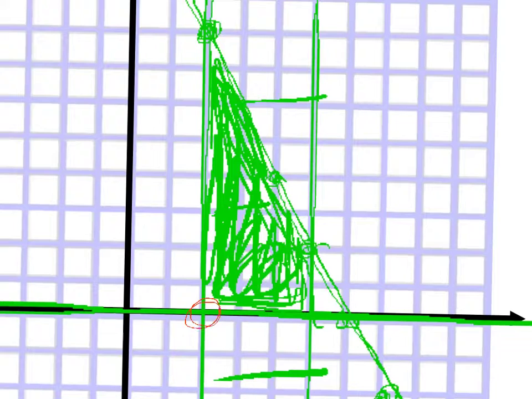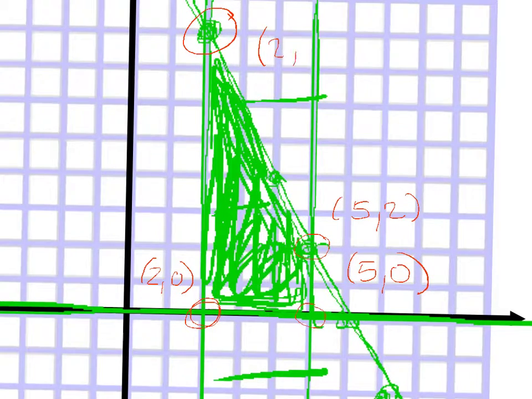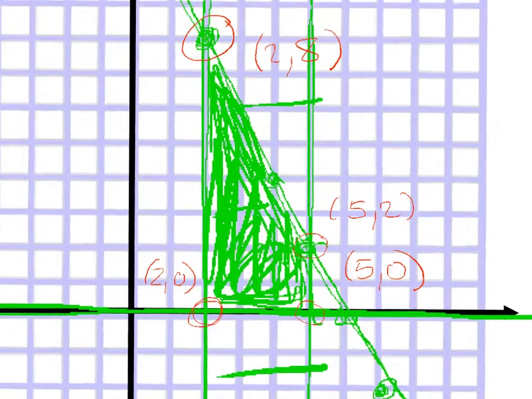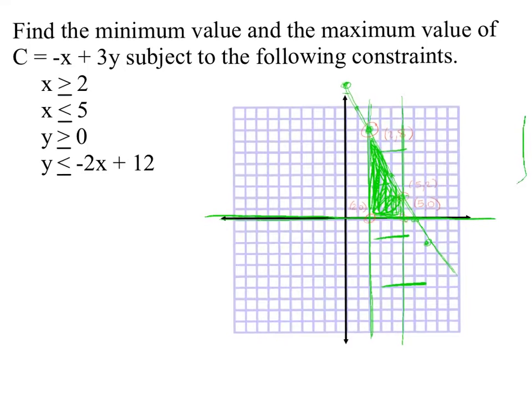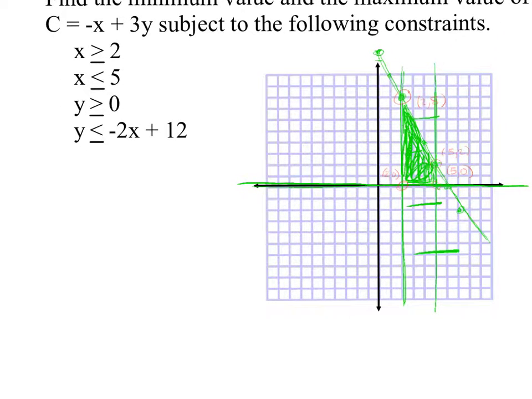So we have this first one right here, which is x is 2, y is 0. And then we have this one right here, where x is 5, y is 0. And we've got this one, where x is 5, y is 2. And lastly, we have this big one over here, where x is 2 and y is 1, 2, 3, 4, 5, 6, 7, 8. So I have 4 points to plug in and try to figure out my max and my min. And this time I will have both max and min because it is enclosed. It's when it goes on forever in one direction that you don't have one or the other.